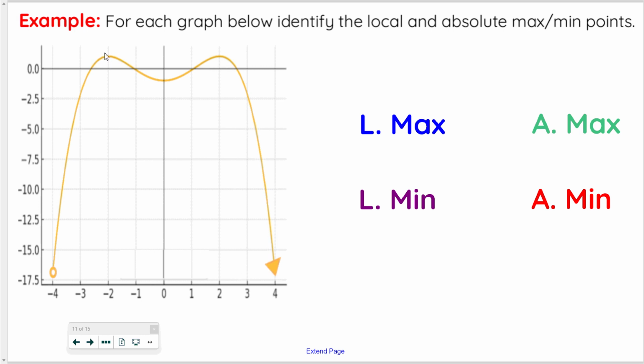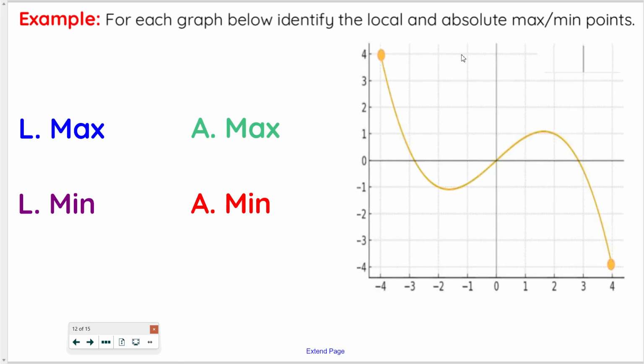Now I see over here, I have a max, and it looks like it's the same as that. So I'm going to call this one here an absolute max and an absolute max. And then here I dip down, so I have a minimum, but since this graph goes to negative infinity, it's not an absolute. It would be a local minimum right there. Okay, let's try another one.